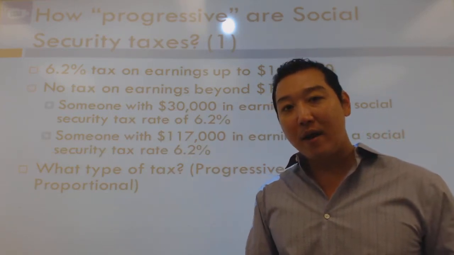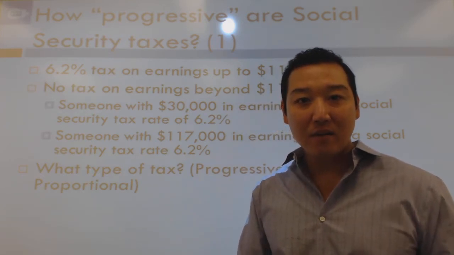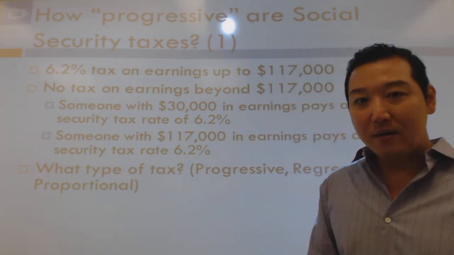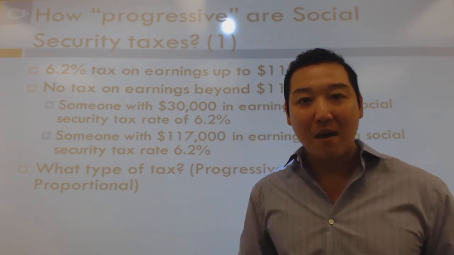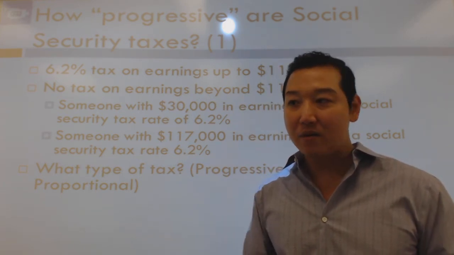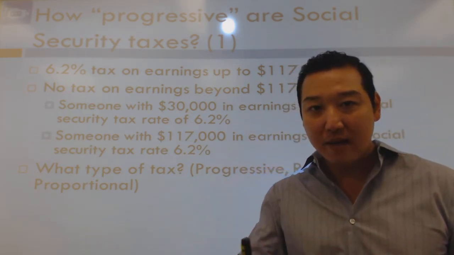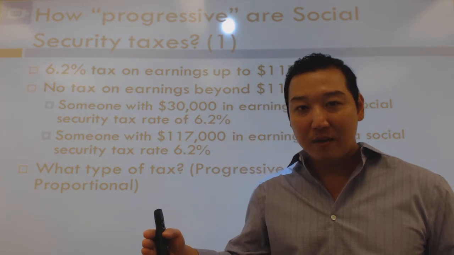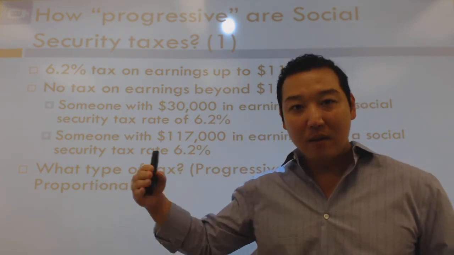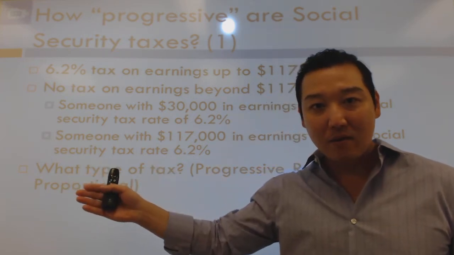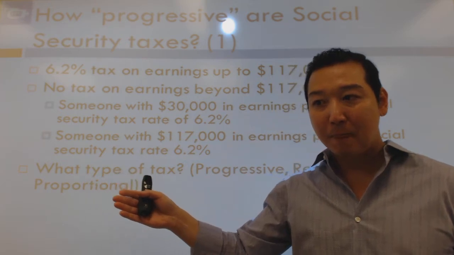So first, on the tax side, if we're assessing how progressive Social Security taxes are, note that we said this is a 6.2% tax on earnings up to a capped amount, and that capped amount is $117,000, as you see here. Right? So you're paying a 6.2% tax all the way up to $117,000 of earnings, and if you make more than $117,000, any earnings beyond that capped amount is not subject to Social Security tax, right?